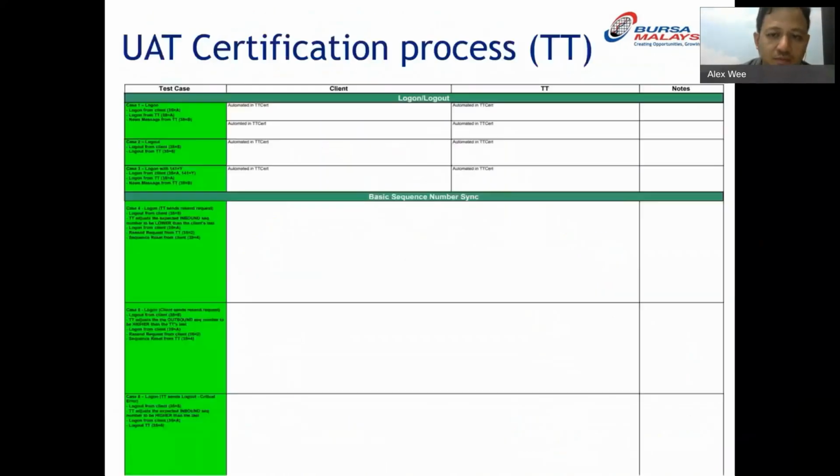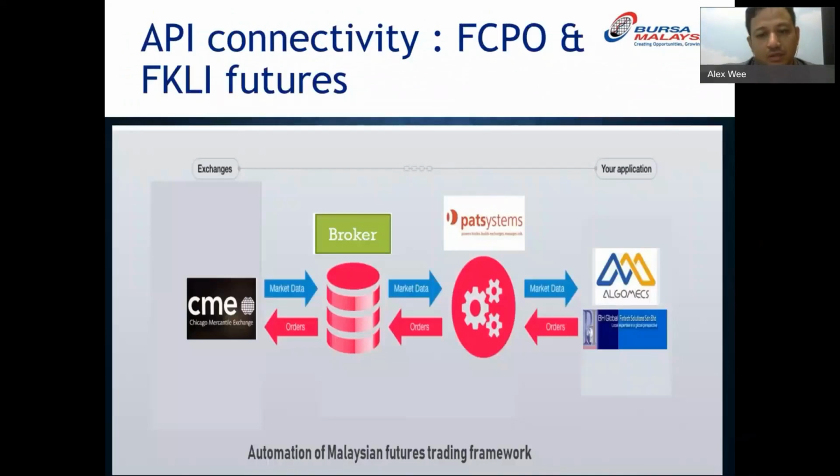So how to automate? Very simple. You need to be connected to them through the API vendor, and then your algo needs to be connected to the API vendor. So the API vendor connects to the algo, and the API vendor also connects to the broker, which connects to the exchange. Your trade can then be cleared by the exchange. So this whole connectivity is very important. The trading framework is important for FKLI and FCPO, for the futures. This is for the futures. For the stock, I'm not sure whether I have that, but today we are going to talk about futures. This is the connectivity.